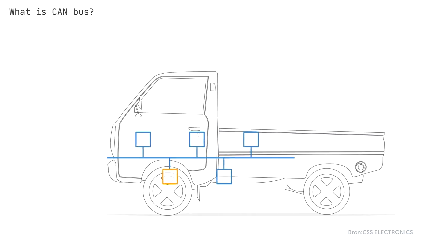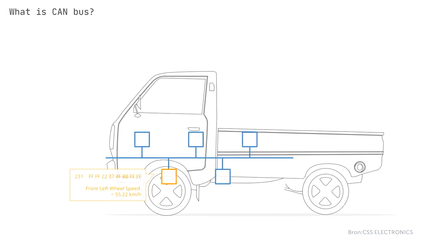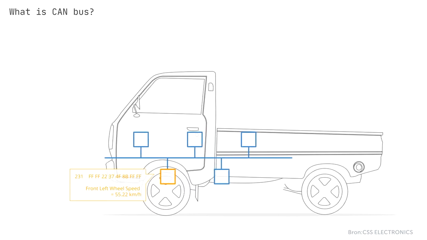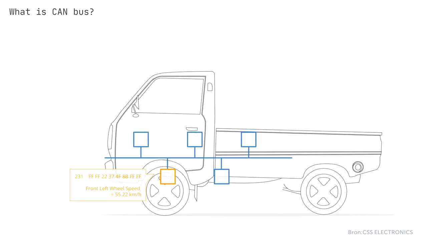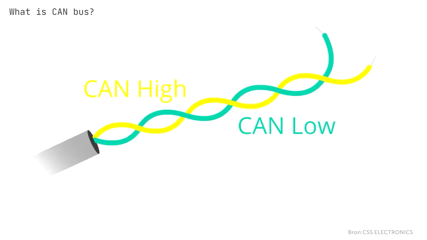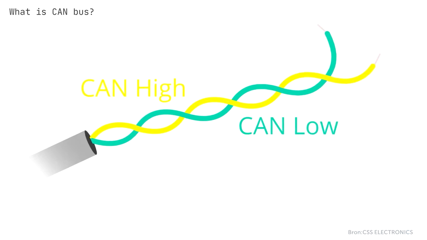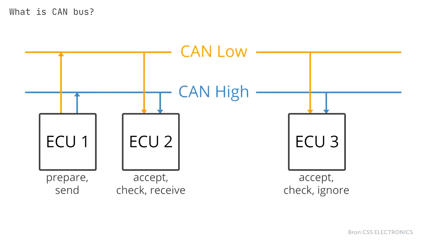Specifically, an ECU can prepare information, for example, sensor data, and broadcast this via the CAN bus. The physical communication happens via the CAN bus wiring harness, consisting of two wires, CAN low and CAN high. The broadcasted data is accepted by all other ECUs on the CAN network, and each ECU can then check the data and decide whether to receive or ignore it.